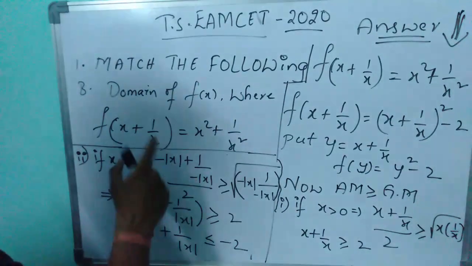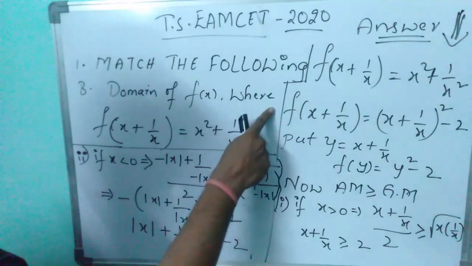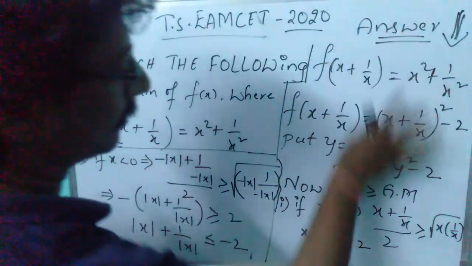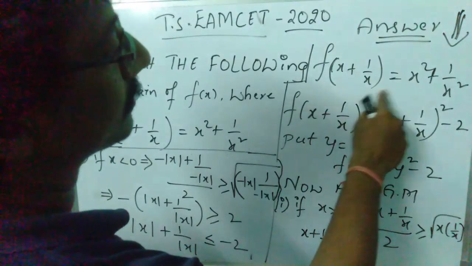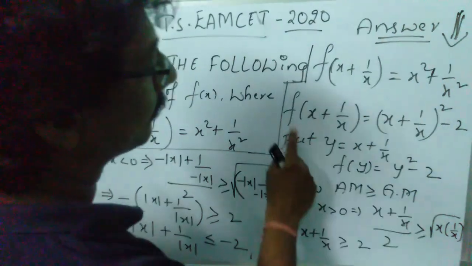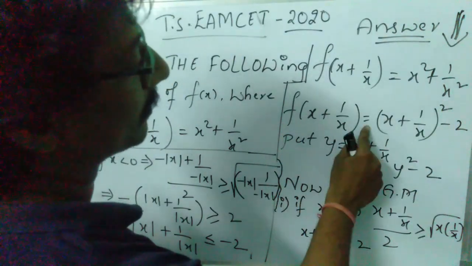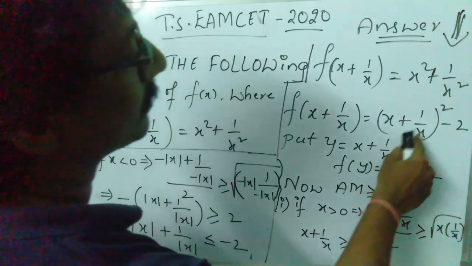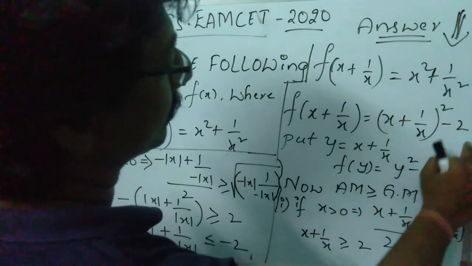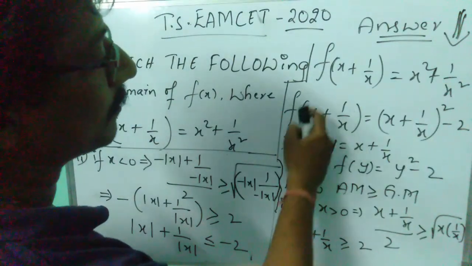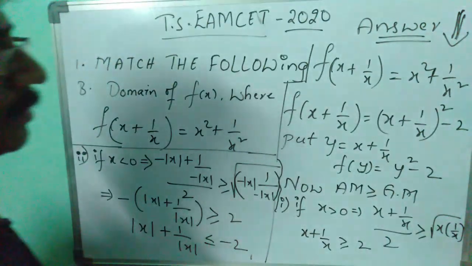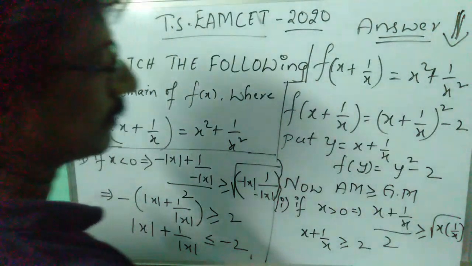Find the domain of the following: f of x plus 1 by x equals x square plus 1 by x square. So let me start from here. We can write this as f of x plus 1 by x equals x plus 1 by x whole square minus 2. It is just like a plus b whole square minus 2. So let me consider x plus 1 by x as y, and f of y equals y square minus 2.